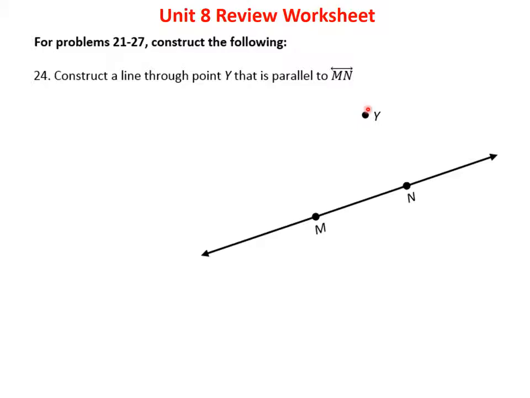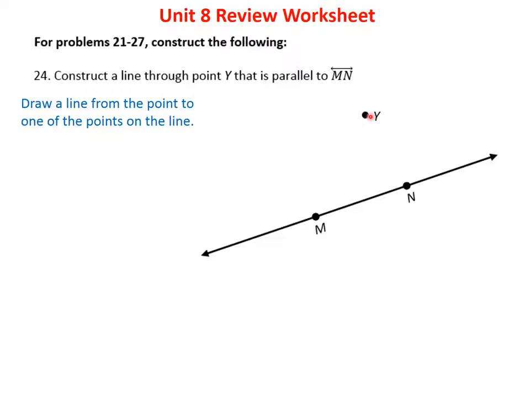in problem 24, we're being asked to construct a line through point Y that is parallel. So this time, here's the line, here's Y, so we're looking to draw a line that is exactly parallel to that line. And the key to this one involves creating two congruent angles.